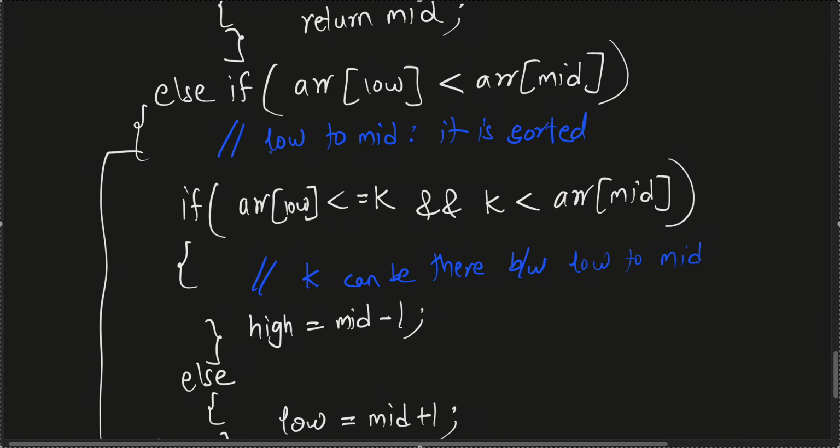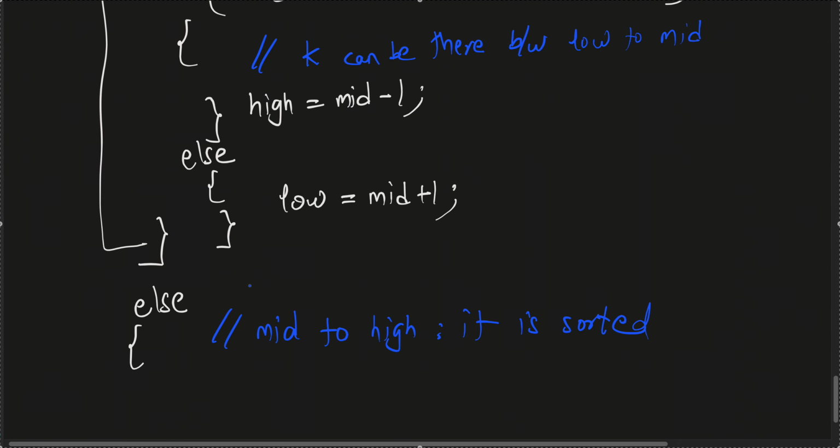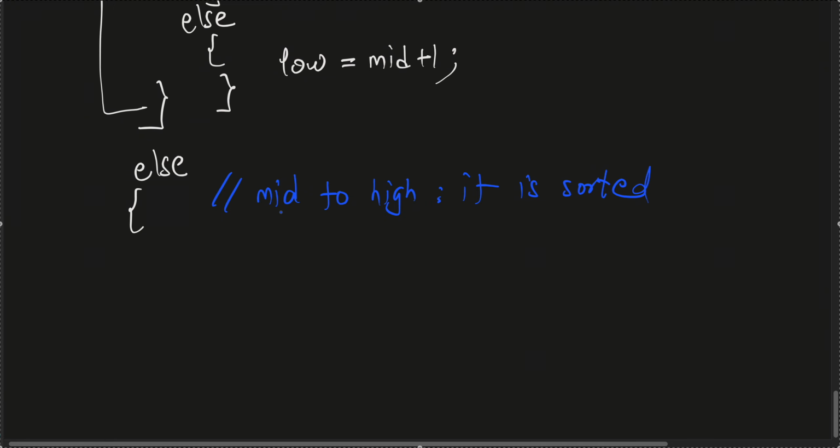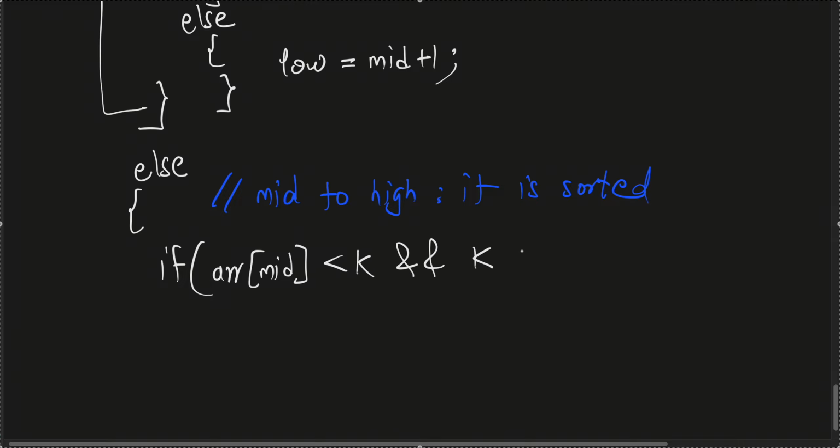Case one is from low to mid it is sorted. If this is the case, then we will come in this condition, else from mid to high it is sorted, right? So if from mid to high it is sorted, then we will come in this else condition. And again we will check for both conditions. We will check if array of mid is less than k and k is less than or equal to array of high.